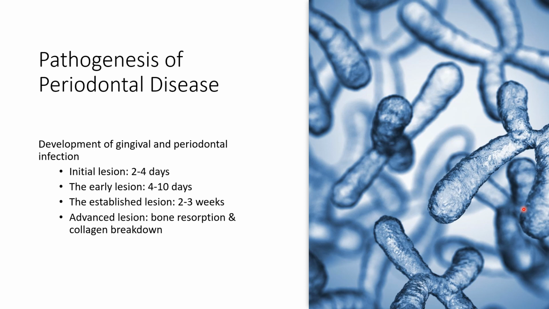The established lesion is about 2 to 3 weeks, and there's migration of B lymphocytes and plasma cells in the connective tissue. Collagen destruction continues, and the clinical appearance is inflammation with marginal redness and bleeding on probing. The gingiva becomes spongy and you lose that stippling. Your advanced lesion has 2 hallmarks, and that's alveolar bone resorption and collagen breakdown. Characteristics of the advanced lesion are pocket formation and bleeding and bone loss.